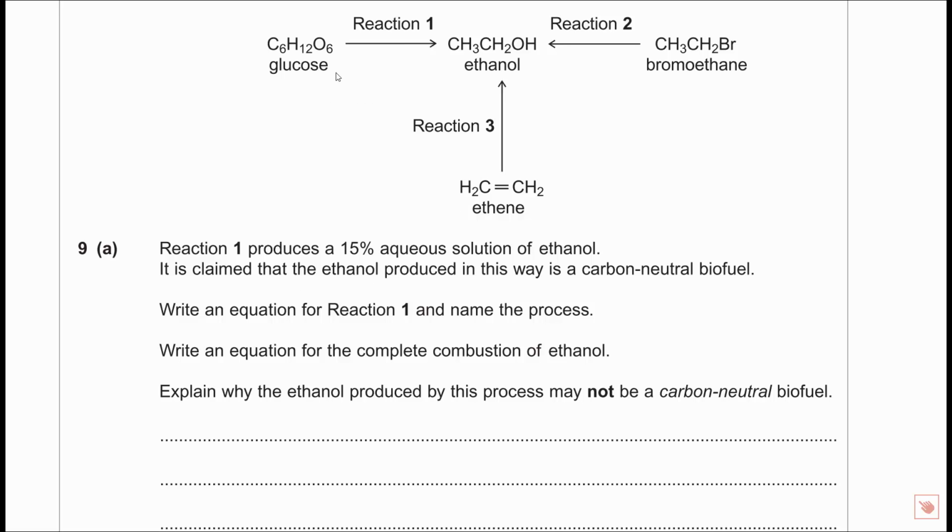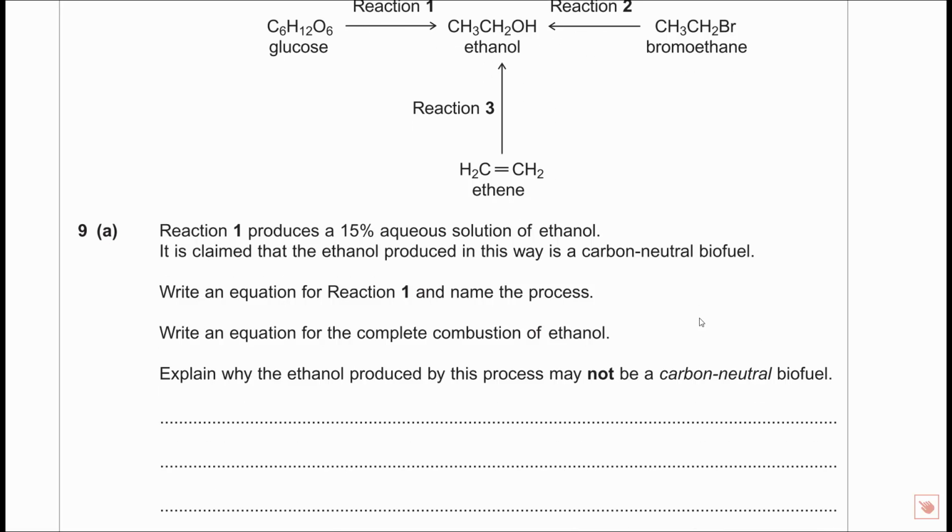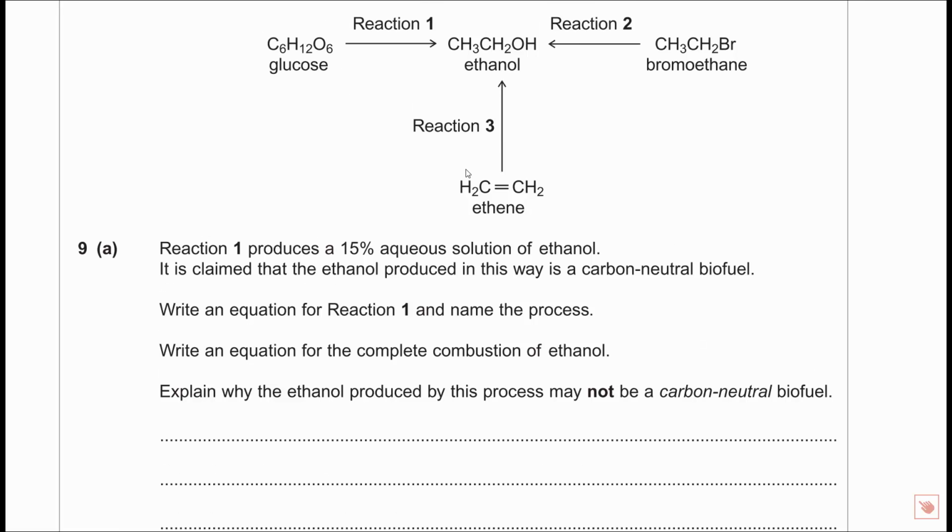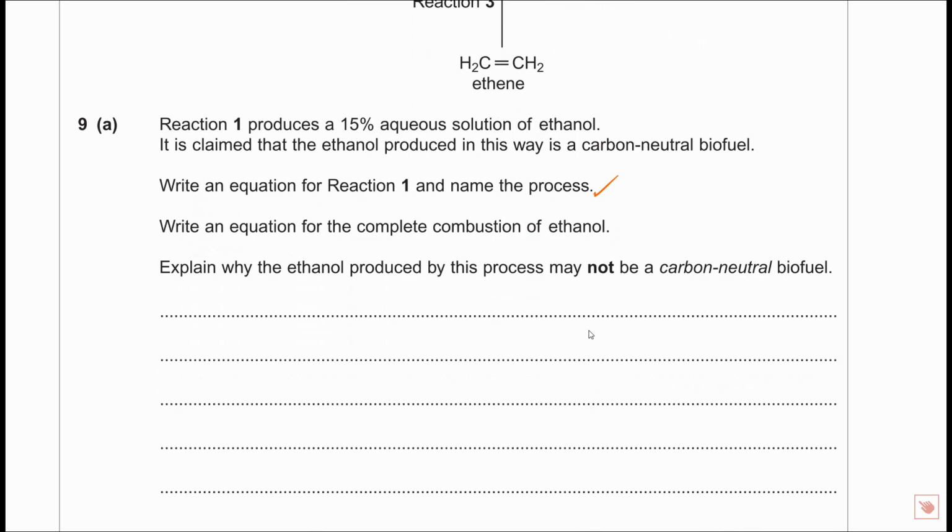So reaction 1, we've got glucose becoming ethanol, we've got ethene becoming ethanol, we've got bromoethane becoming ethanol, and I want to look at all of these. I'm going to look at some of it. I like this first question in particular. Write an equation for reaction 1. Now, we've already looked at this equation, the idea of glucose becoming ethanol, so I don't really want to do that again. We can already do that. Write an equation for complete combustion of ethanol.